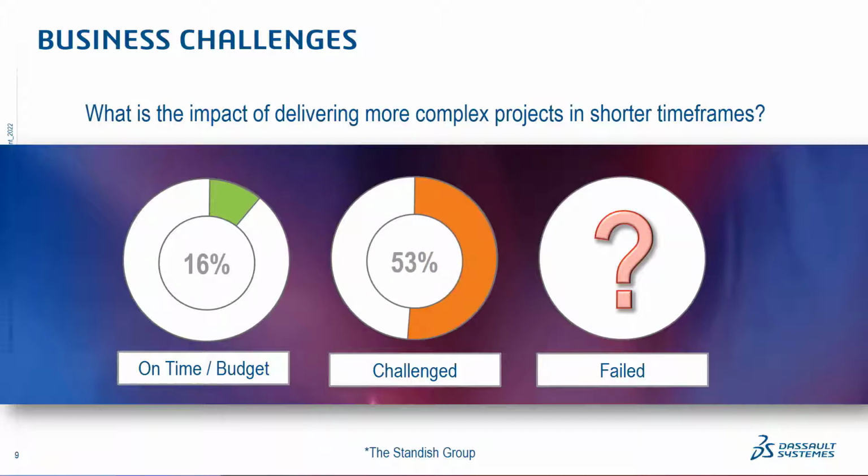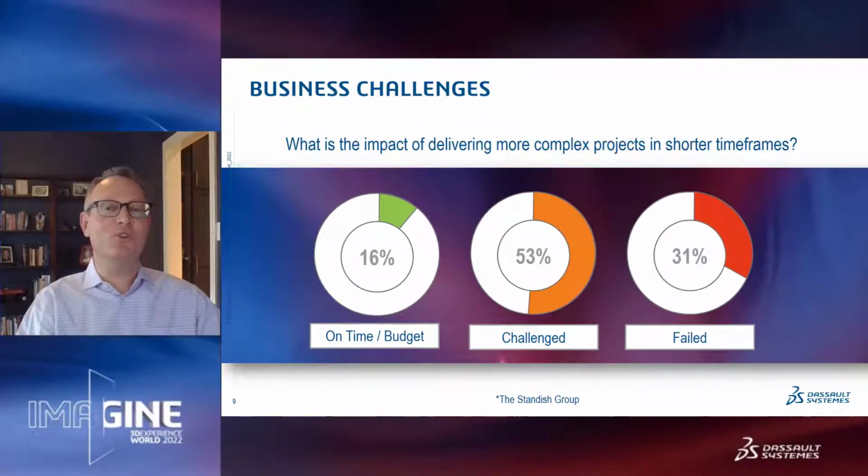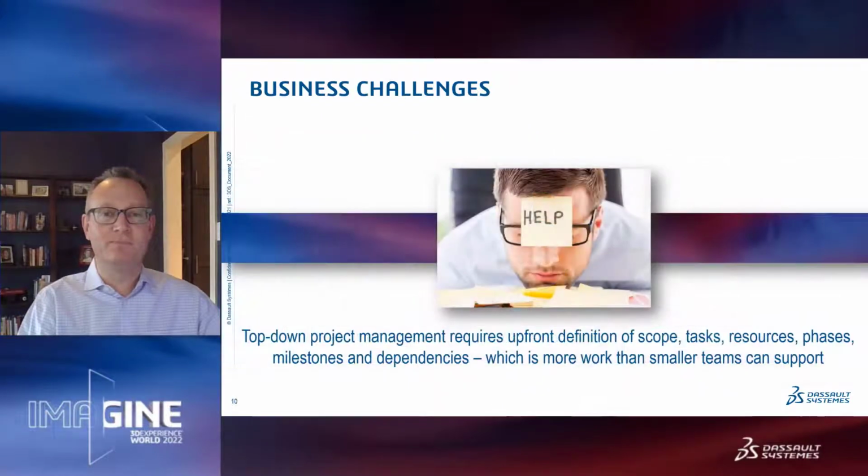How about projects that were challenged? 53%. And since a good amount of you are engineers and have likely already done the math, this leaves a total of 31% of the projects that are just outright failures. This means nearly 85% of your projects are going to be impacted in one way or another. To me, this looks like a huge opportunity to improve.